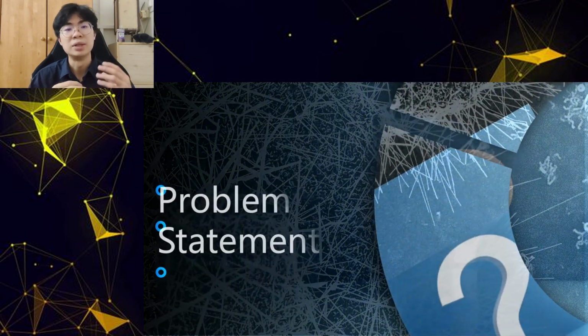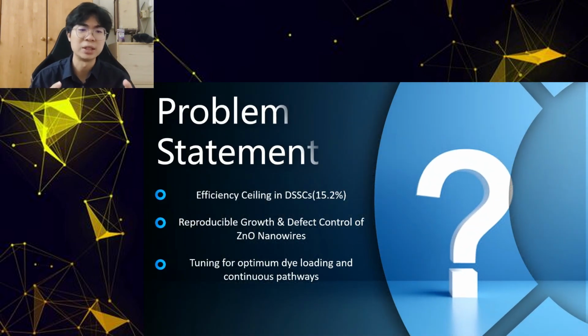However, zinc oxide nanowire in DSSC also poses challenges that need to be addressed. The main problem is that its efficiency is quite low, around 15.2 at maximum, achieved by Muchiwani in 2005. Other problems are reproducible growth and defect control of zinc oxide nanowire, which is due to the lattice mismatch. Lastly, there is the fine-tuning of the electrical and optical properties of zinc oxide nanowire.